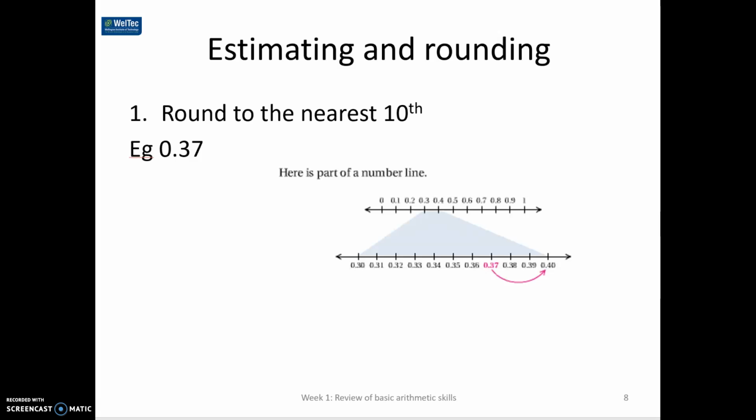Sometimes we need to approximate a number, and you'll be given various instructions as to how you approximate a number. In this case, the question is to round this number, 0.37, to the nearest tenth. Well, if you think about it, 0.37 is closer to 0.4 than it is to 0.3, so rounded to the nearest tenth would be 0.4.